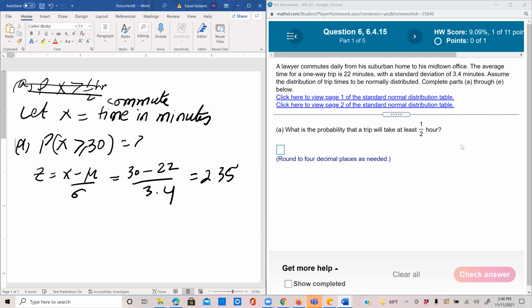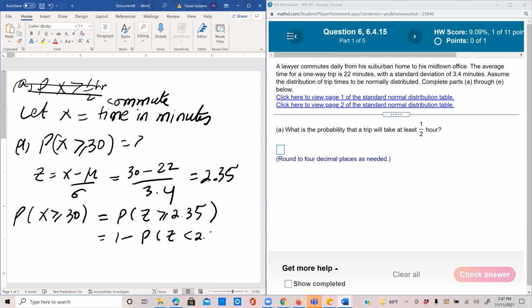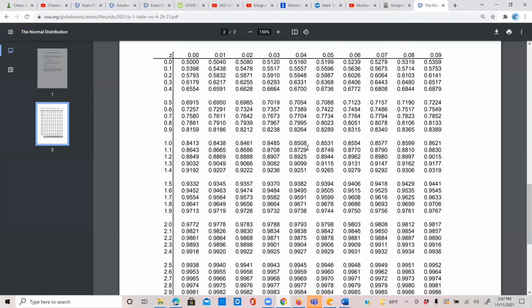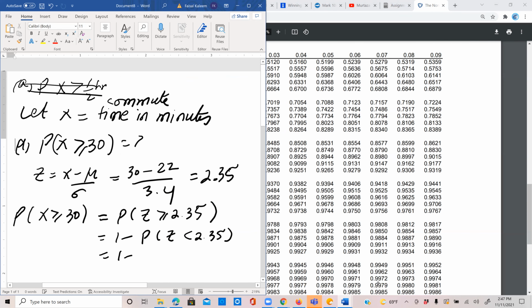We always calculate z to 2 decimal places because the tables are up to 2 decimal places for z. Interpolation can be used to get more places, but even with 2 decimal places, you should land on the correct answer. So z equals 2.35, which means the probability x is greater than or equal to 30 equals the probability z is greater than 2.35. That is 1 minus the probability z is less than 2.35, which we can read from the table. 2.35 is 0.9906. 1 minus 0.9906 equals 0.0094.